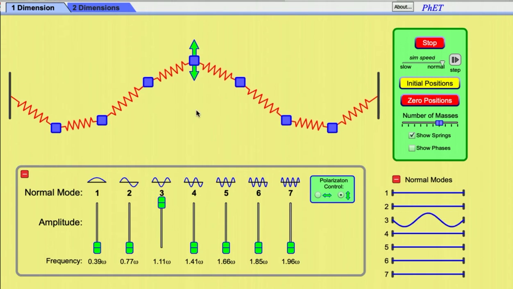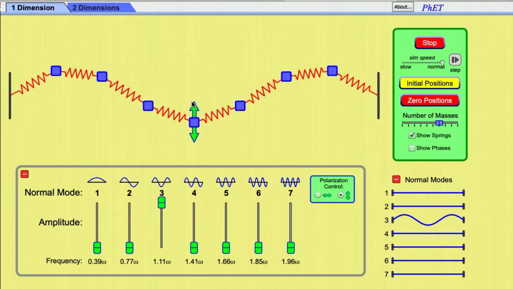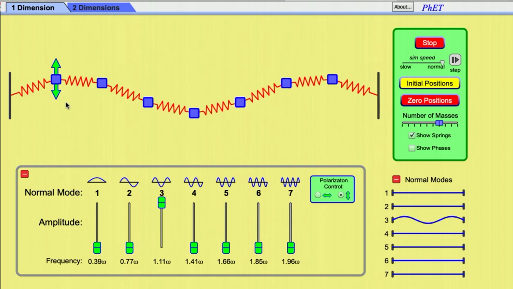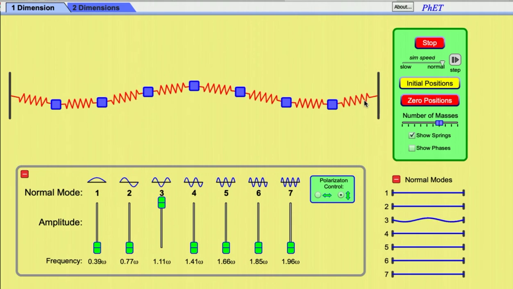And light vibrates in this direction, or vibrates like this. It travels like this. So it sends electric fields that vibrate up and down, and those electric fields travel into your eye from side, left to right.